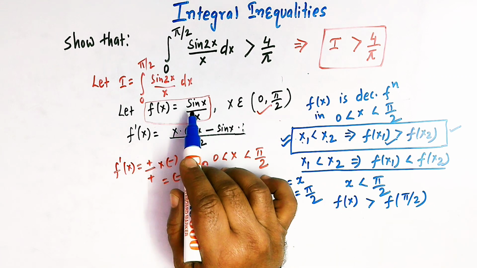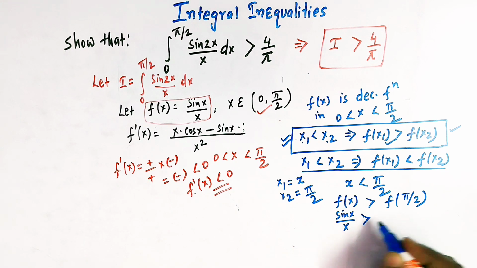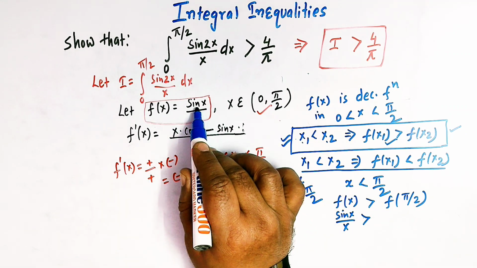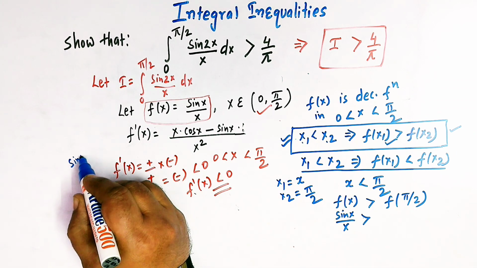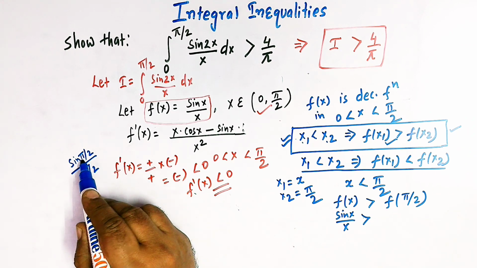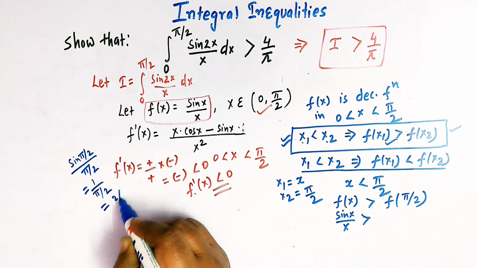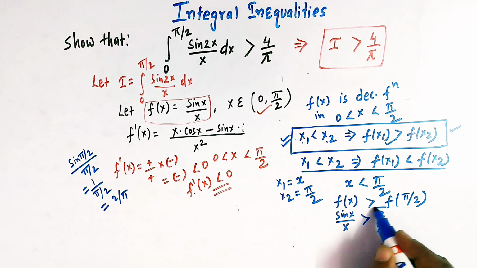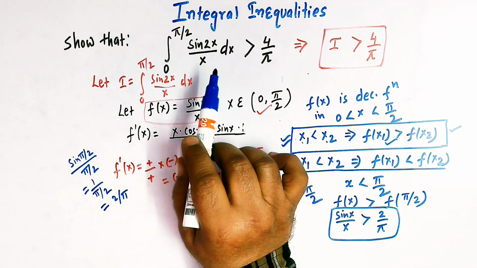Now f of x is sine x over x, right? And this is greater than f of pi by 2. So f of pi by 2 can be obtained from here by taking x is equal to pi by 2. So we have sine pi by 2 over pi by 2. Sine pi by 2 is sine 90 degrees, that is 1. And here we have pi by 2. So we have 2 over pi, right? So here we have 2 over pi. Now we'll utilize this inequality to get this one.